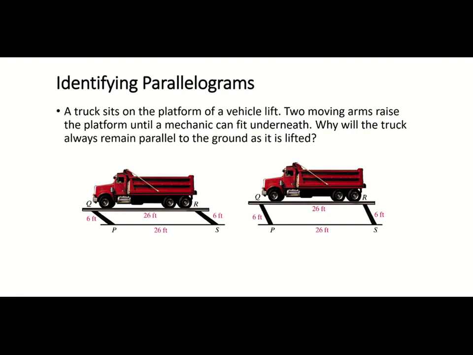And they want to know, why will the truck always remain parallel to the ground as it is lifted? If you take a look at the picture here, the arms that the lift is on are both 6 feet long. And the platform, which is parallel to the floor, is 26 feet long. So it doesn't really matter what this angle here or this angle here is. As they raise up, these two opposite angles are always going to remain congruent to each other, and these two angles will remain supplementary. So because opposite sides are congruent, it will always remain parallel to the ground because it will always be a parallelogram.